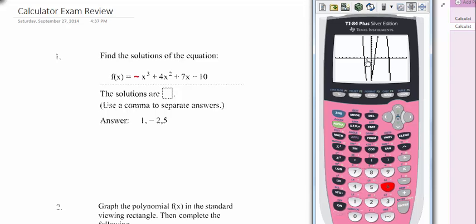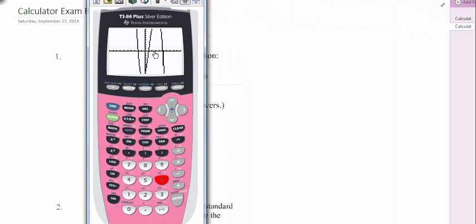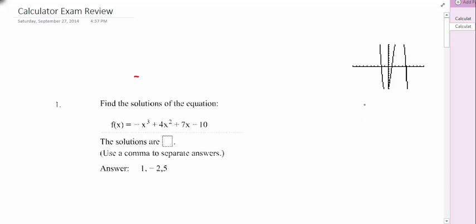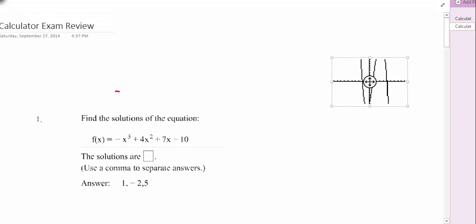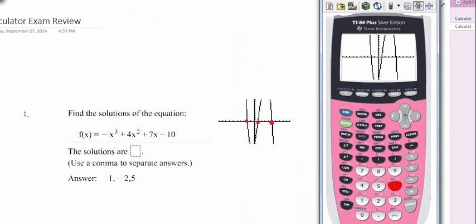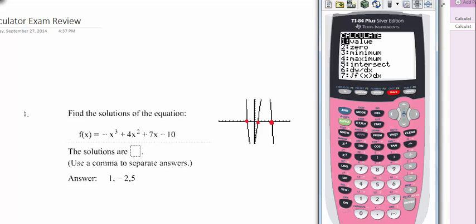All right, so we can see that we've got 3 places. I'm going to drag that over. Now I've got 2, I don't need 2. All right, so let's move this guy right here. We need to find this point and this point. We're going to do that by doing second calc intersect, which is 5, and we will hit enter 3 times.